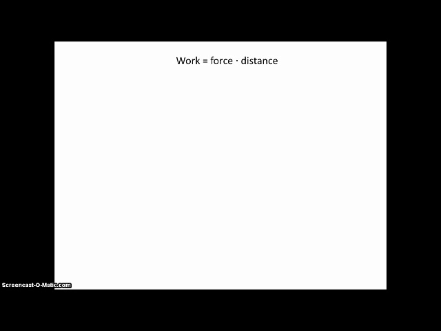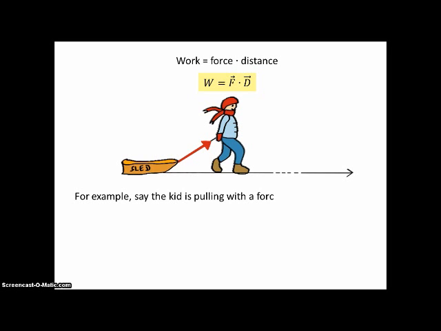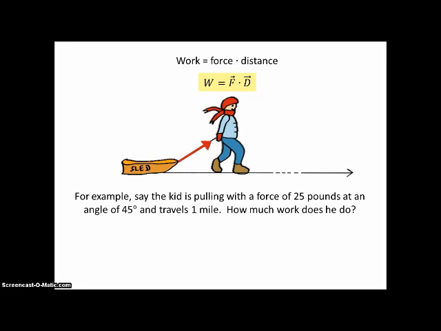And finally, work. Remember, work is force times distance. In vectors, it's the dot product because work is numerical, it's not a vector. So for example, here we have a little boy pulling a sled, and the vector shows the way he's pulling it, and then this vector shows the way he's walking. And let's put some numbers to this. Let's say the kid is pulling with a force of 25 pounds at an angle of 45 degrees and travels 1 mile. How much work does he do?